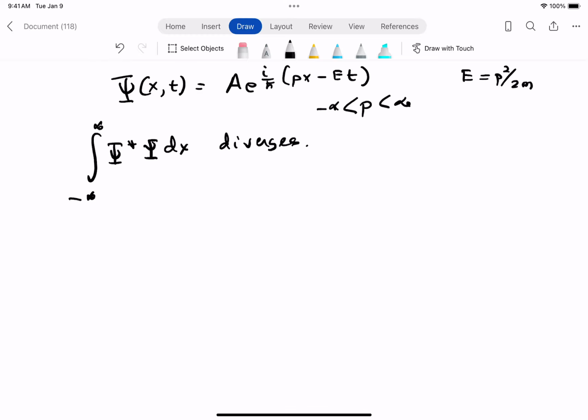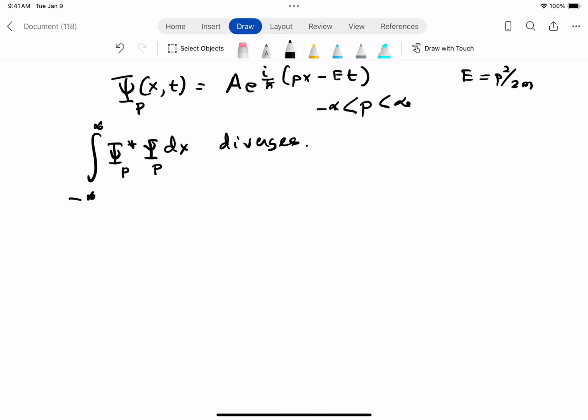But then I claimed that if you form the most general solution, that will not diverge. Now what do I mean by that? Notice that this solution is for a particular p, because the E also depends on p. So I should strictly label it as psi of p, because this is a solution for one particular p. For a different p, I'm going to get a different solution. So there's an infinite number of solutions, one for each p, since p runs from minus infinity to plus infinity.